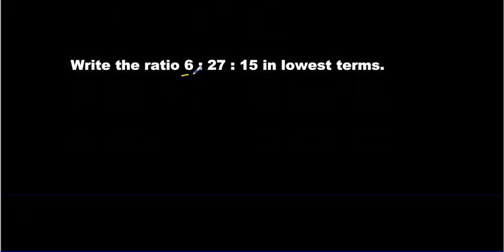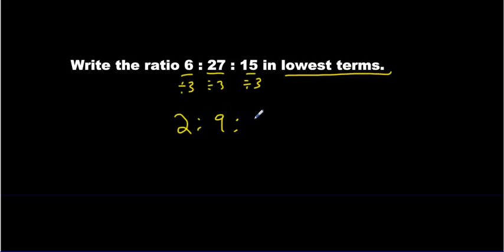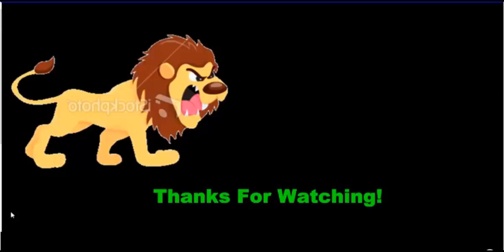How about a 3-term reduction? We want it in lowest terms. So what goes into 6, 27, and 15? Think. 3. So we divide all of them by 3. So we're going to get 2 to 9 to 5.